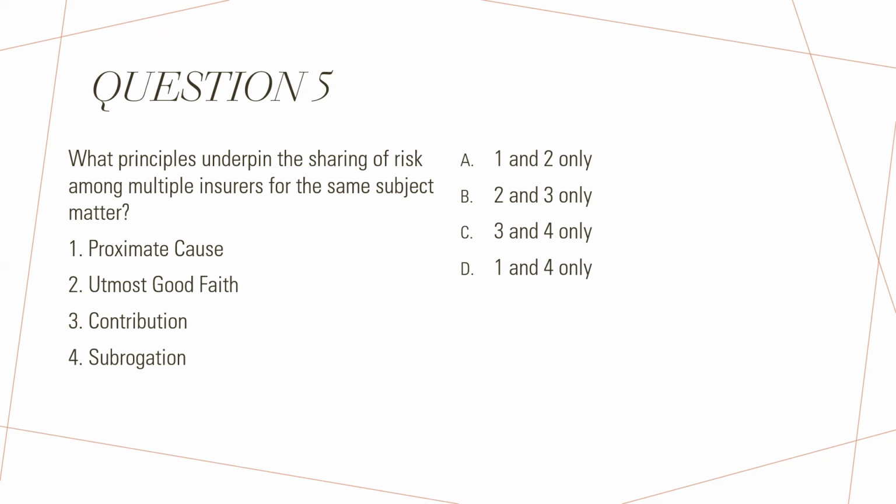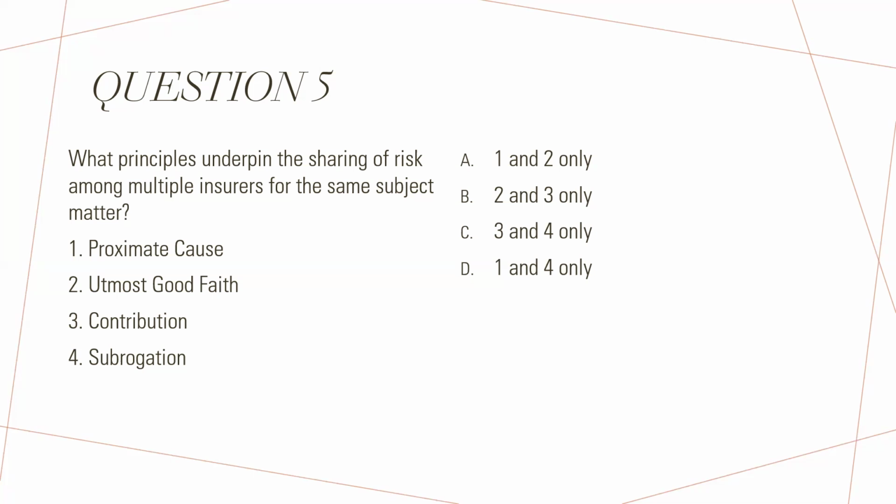So the question is about the principle that underpins the sharing of risk among multiple insurers. As I explained earlier, we have the principle of contribution. It is about the share of multiple insurers regarding the risk that is insured, and therefore the answer should be the one with number three. So we have B or C.